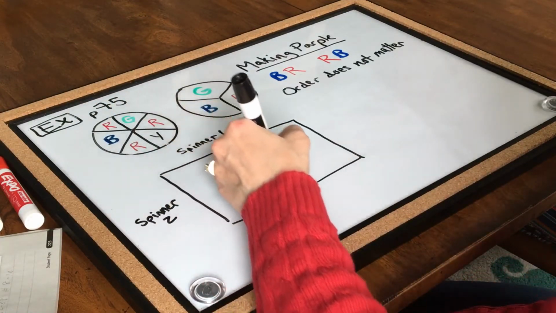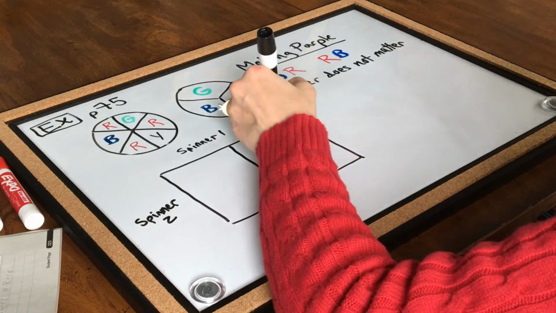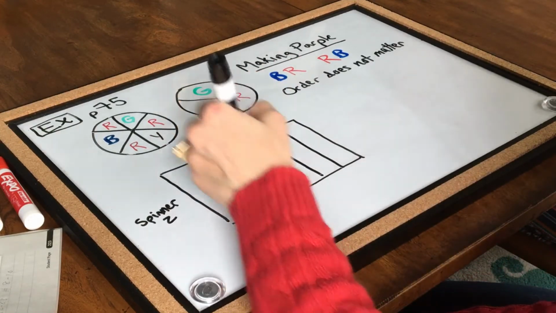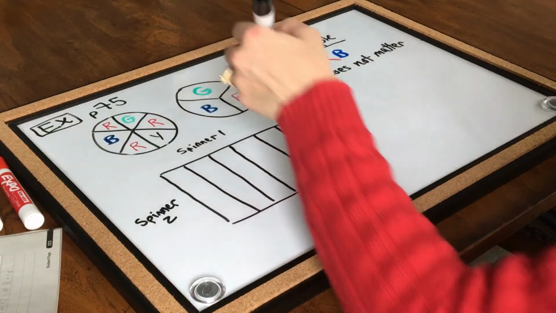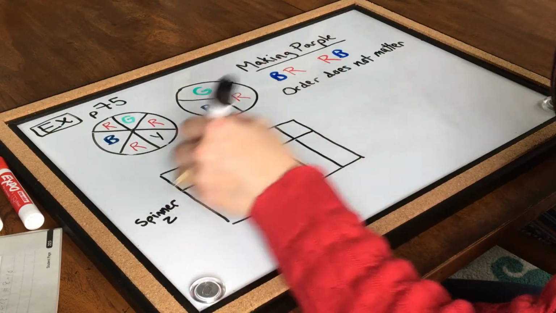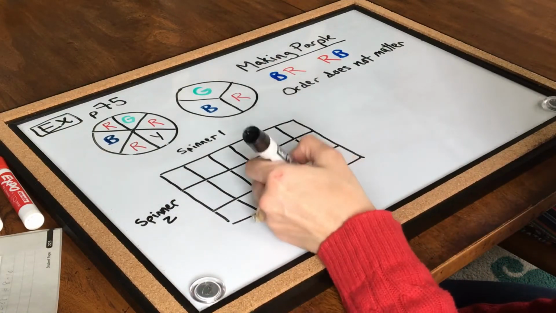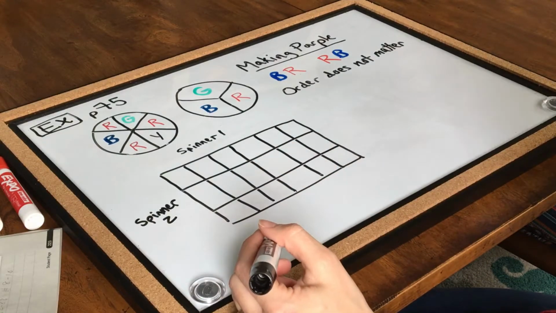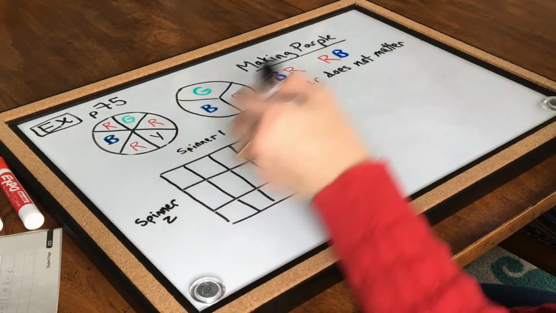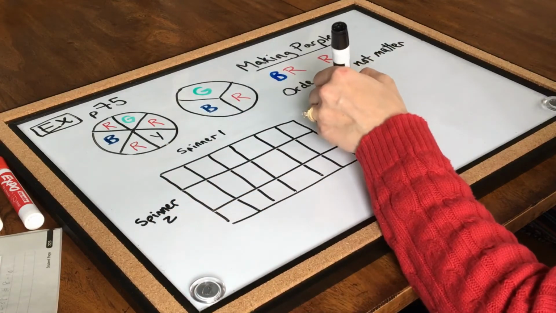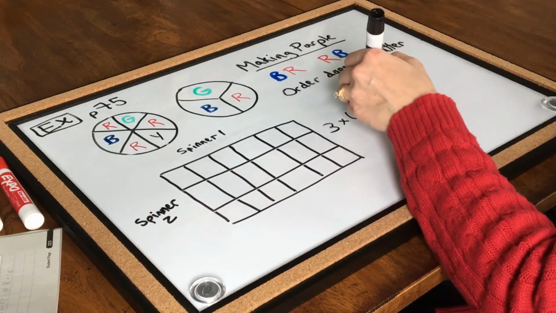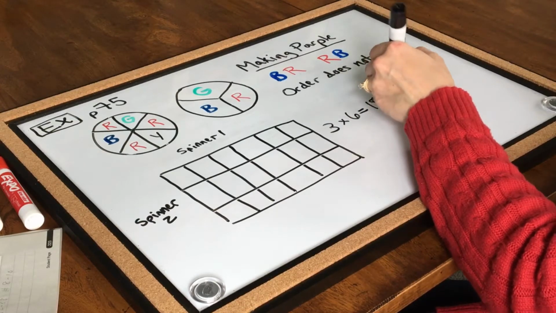In spinner 1, I have 6 possible outcomes, so I'm going to draw 6 boxes, or 6 lines. 1, 2, 3, 4, 5, 6. And then on spinner 2, there's only 3, so I'm going to do 3 in my area model. So already I can see if I have 3 boxes on this side times 6 boxes on the other side, I'm going to have 18 possible outcomes.